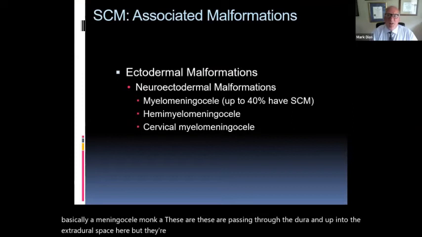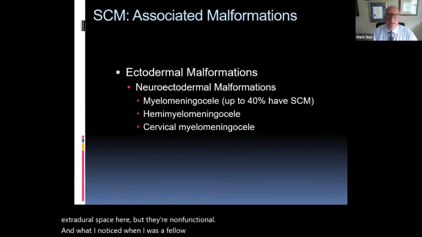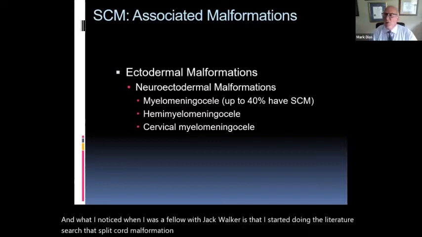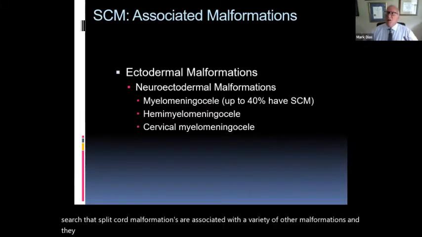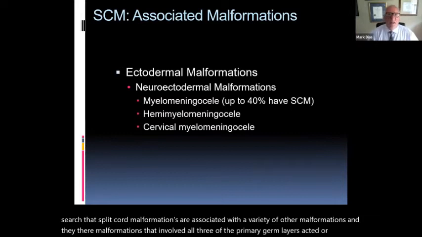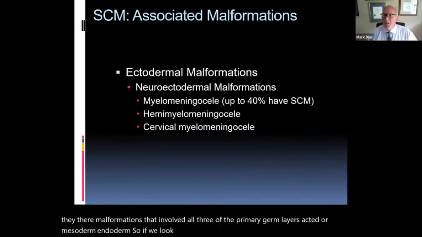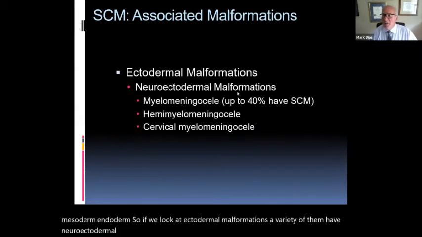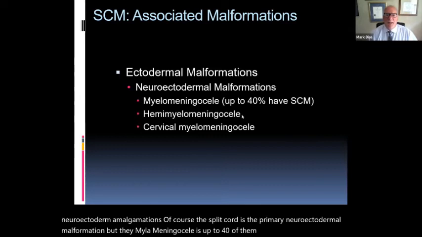And what I noticed when I was a fellow with Jack Walker, as I started doing a literature search, is that split cord malformations are associated with a variety of other malformations. And they're malformations that involve all three of the primary germ layers: ectoderm, mesoderm, endoderm. So if we look at ectodermal malformations, a variety of them have neuroectodermal malformations. Of course, the split cord is the primary neuroectodermal malformation, but of the myelomeningoceles, up to 40% of them can have an associated split cord malformation.